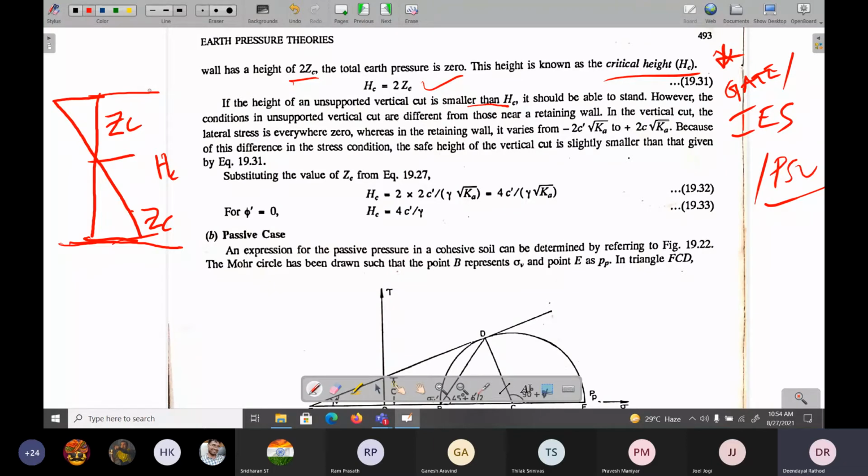In the vertical cut, the lateral stress is everywhere 0, whereas at the retaining wall, it varies from minus 2C to plus 2C. Because of this difference in stress conditions, the safe height of the vertical cut is slightly smaller than that given in the equations. So here, generally below this HC, it should stand. Generally we keep it slightly lesser than this one.